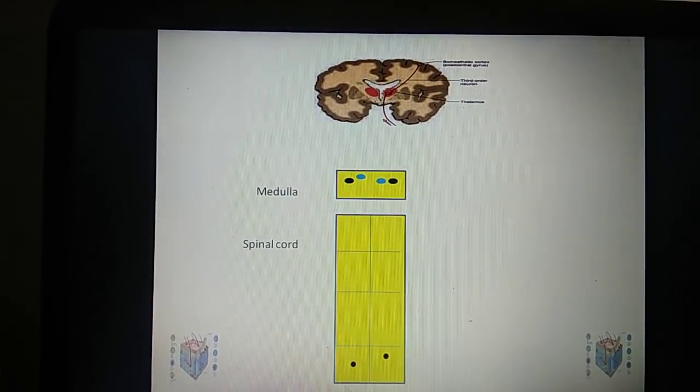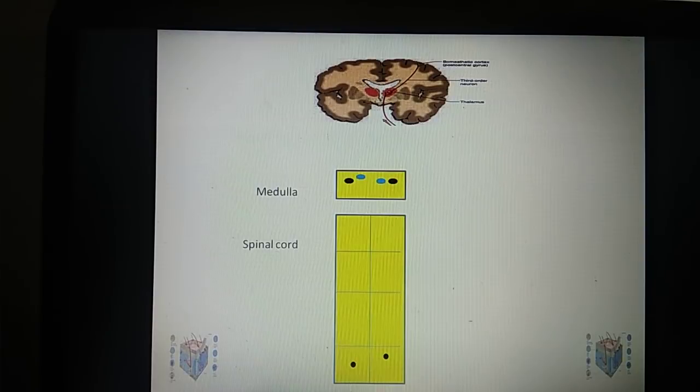Good morning, everybody. Last time we discussed the physiology of ascending tracts. Now we'll continue with the discussion and see what will happen if there is a lesion to either of the tracts and how the patient presents with symptoms.